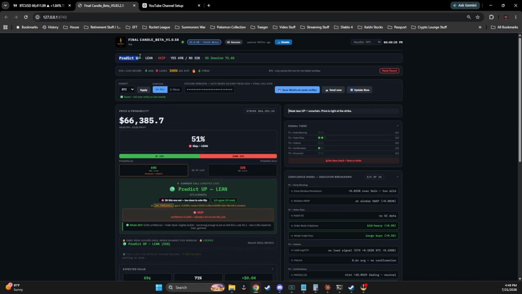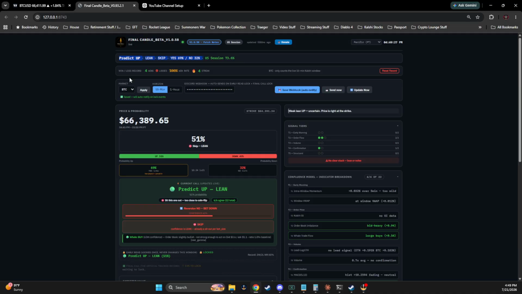Up here, at the beginning of the round, this would have said warming up. So it has predict up, lean. It recommends skipping because it is a lean vote. So lean is a lower chance to win. Obviously, there's some caveats to that.